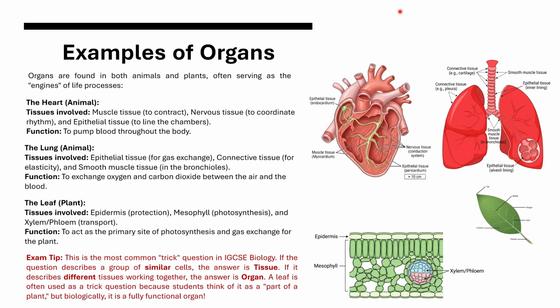So remember, an organ is like a specialized machine. Whether it is a heart, a lung, or a leaf, every tissue inside has a specific job that contributes to the organ's overall success.